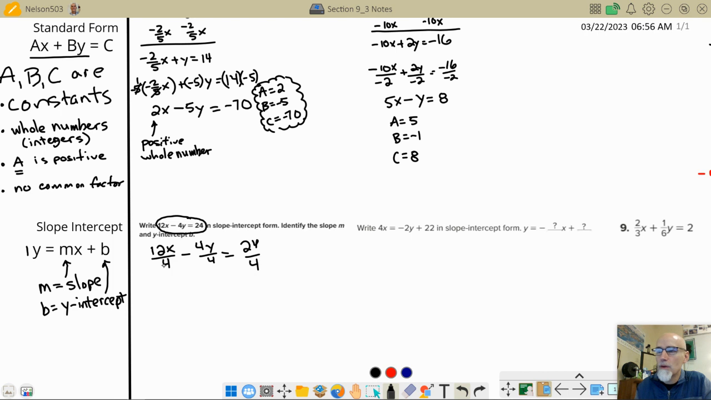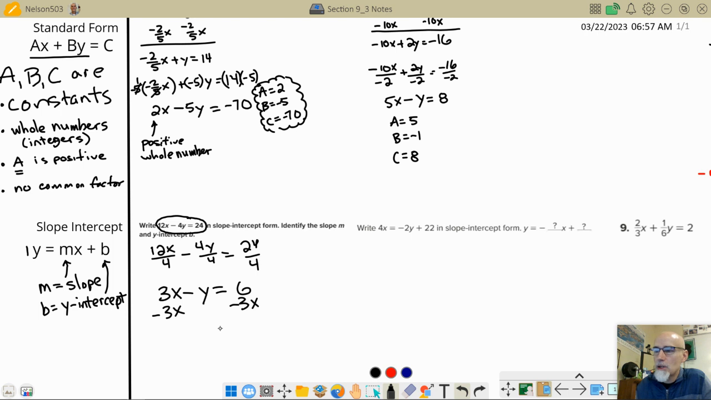So 4 goes into 12 3 times, so I get 3x. 4 goes into negative 4 1 time, so I get negative 1y. And 4 goes into 24 6 times. Now this could kind of help us out, because we would have had to divide by 4 anyways, because you don't want 4y right here. And I'm going to move the 3x because I want the 3x on the right side of the equation. So I'm going to subtract 3x from both sides.